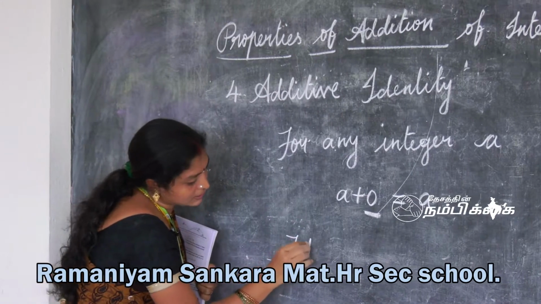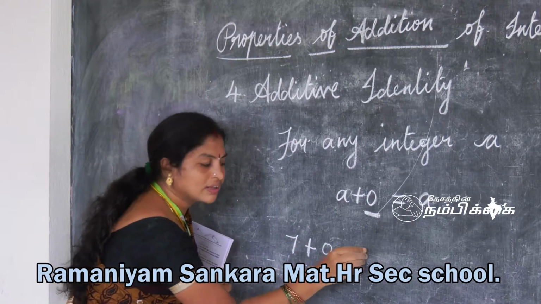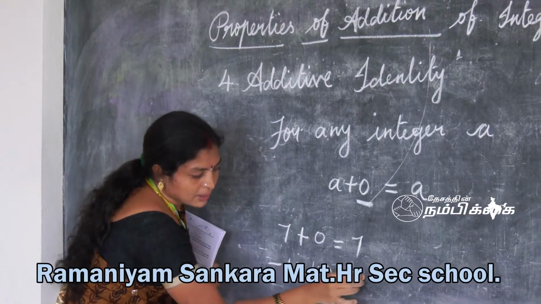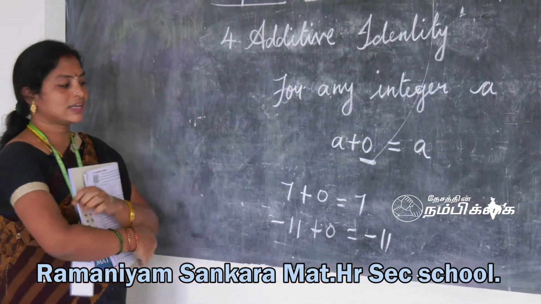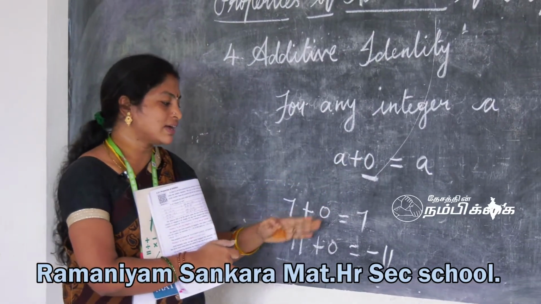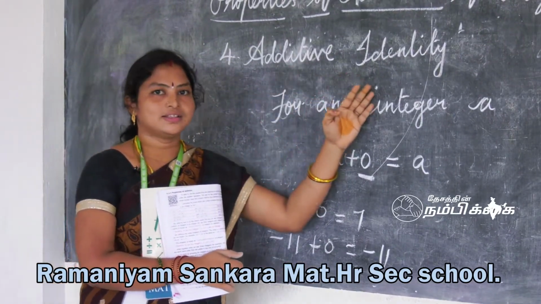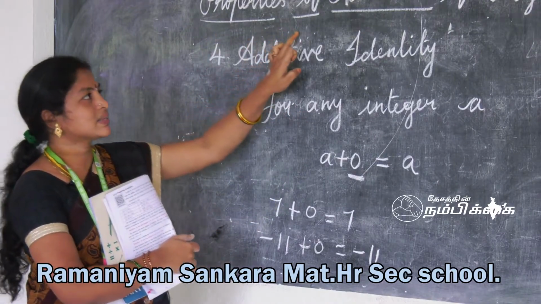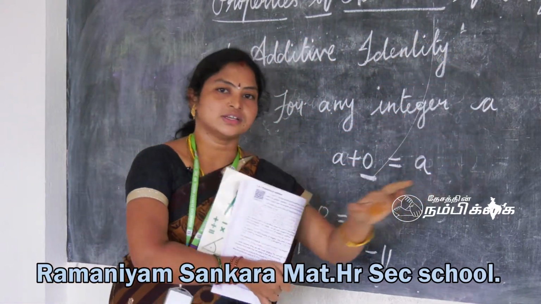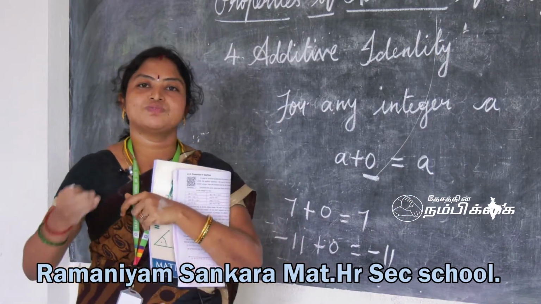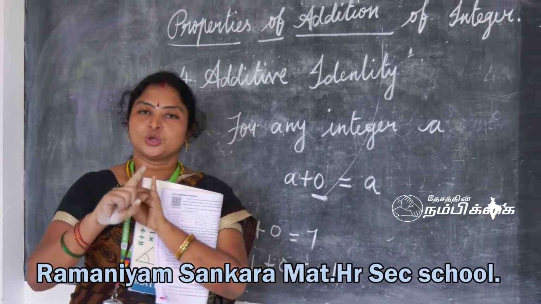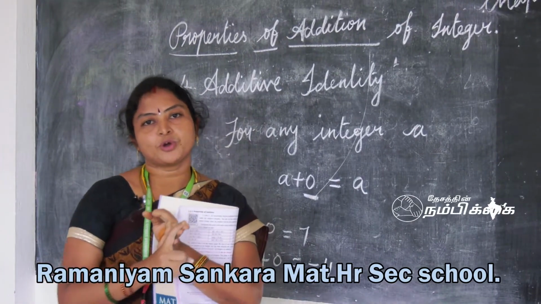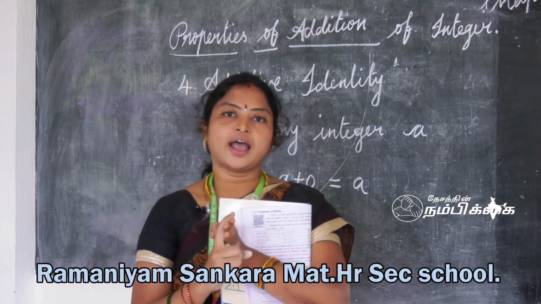Okay, so see some examples. 7 plus 0 is equal to what? 7. Minus 11 plus 0 is equal to what? Minus 11. So see, listen, this 0 is the additive identity. See, listen, properties of addition of integers. So which are the properties we have learnt in this class? Closure property, commutative property, associative property and additive identity.